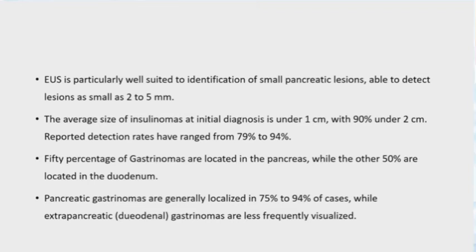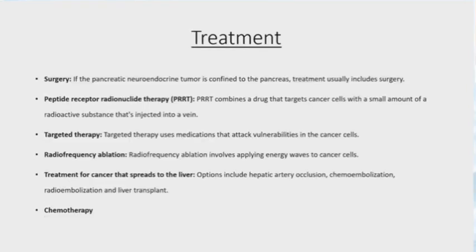EUS is very sensitive. The average size of insulinoma is usually less than 1 centimeter. Gastrinomas are located, as I said, 80% in the Passaro triangle. And as for the treatment, surgery if the lesion is confined to the tail; if in the head, Whipple may be offered. Radiotherapy, but recently targeted therapy is also used according to the biologic features of the tumor.